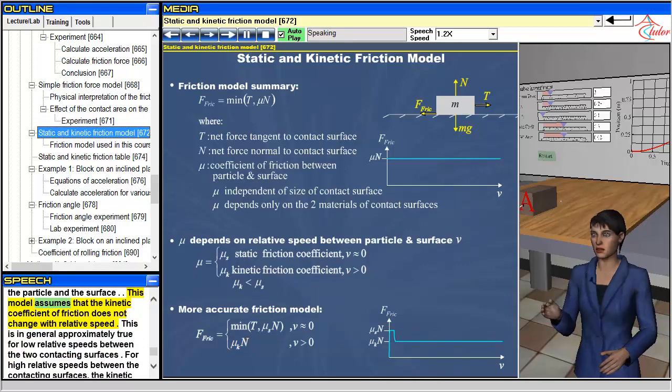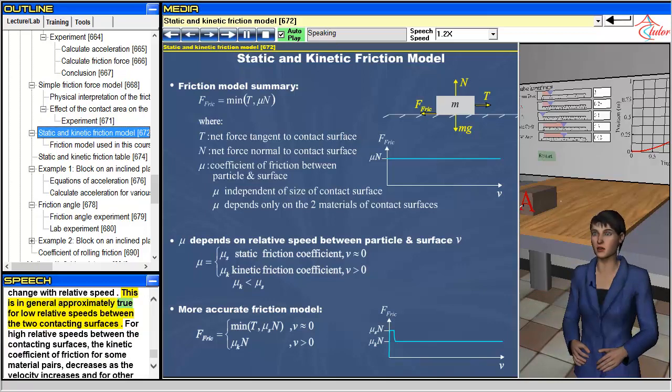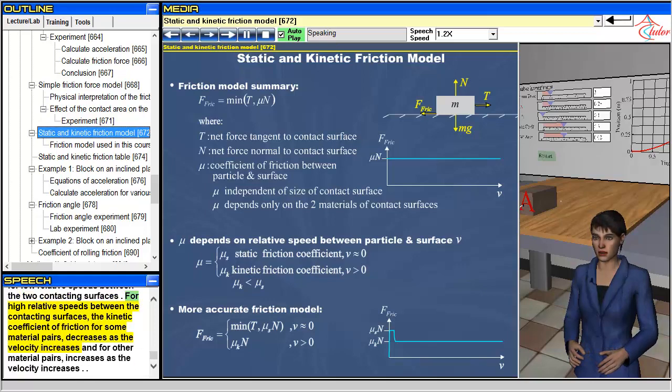This model assumes that the kinetic coefficient of friction does not change with relative speed. This is in general approximately true for low relative speeds between the two contacting surfaces. For high relative speeds between the contacting surfaces, the kinetic coefficient of friction for some material pairs decreases as the velocity increases, and for other material pairs, increases as the velocity increases.